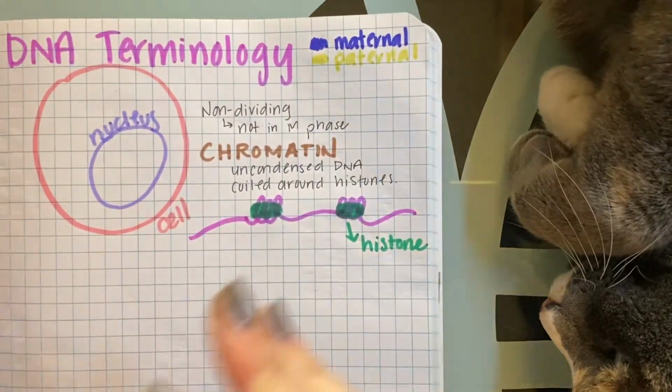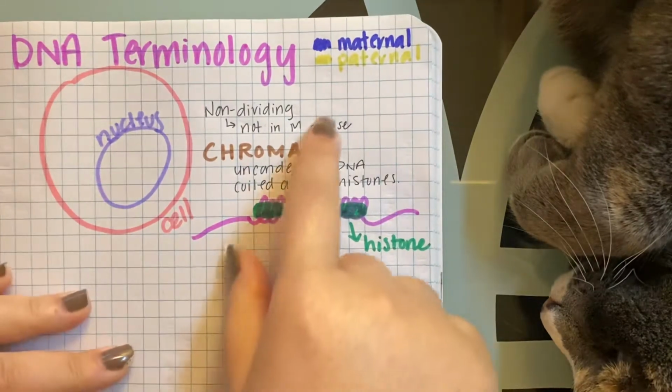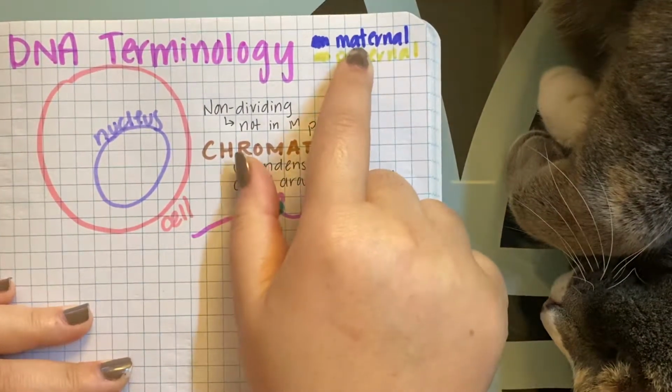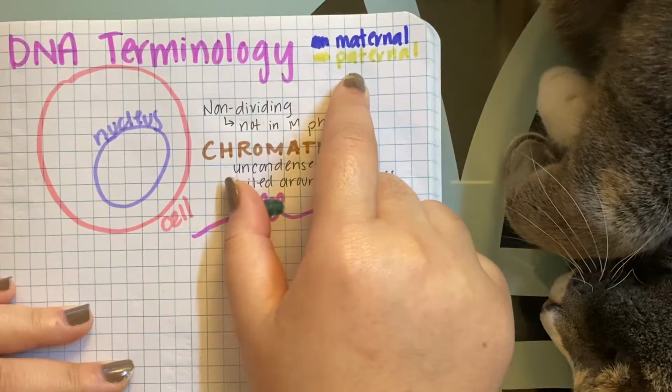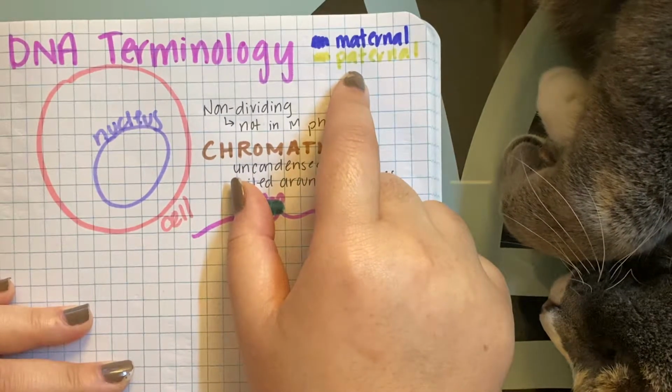So you kind of heard like it's 50-50. It's approximately 50-50. You can definitely have more paternal than maternal DNA, just how meiosis works. And so we'll talk about that in the next video.